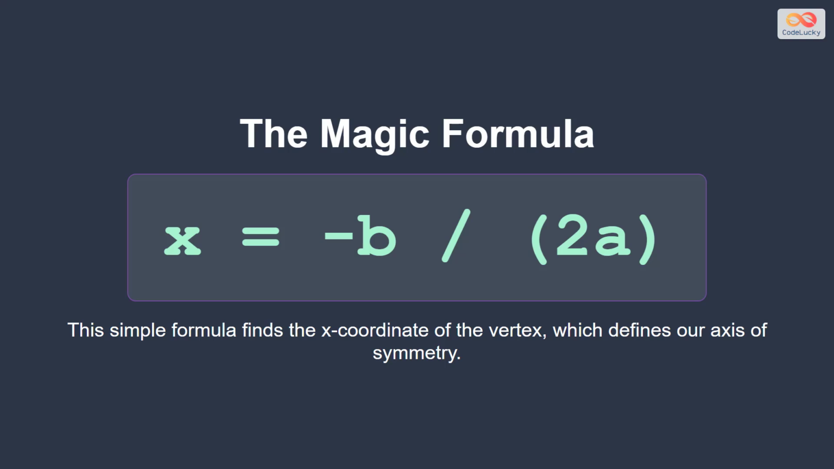So, how do we find this line? We use a very straightforward formula. x equals negative b divided by 2a. This formula will give us the x value for our vertical line of symmetry. It's the key to unlocking the structure of any parabola.